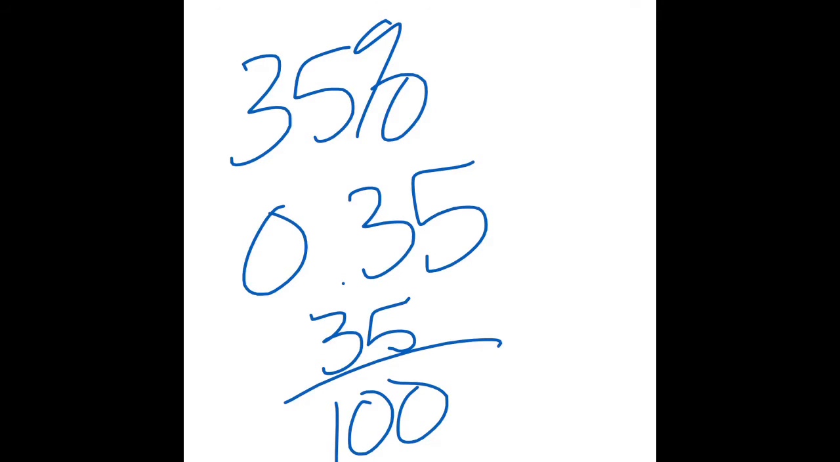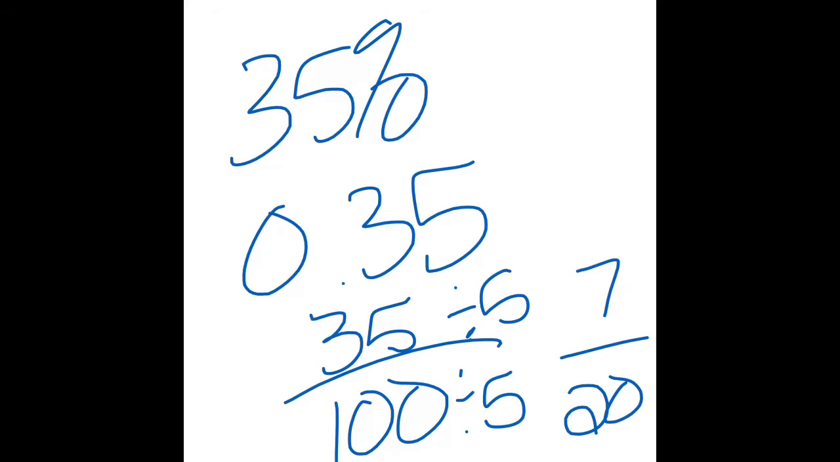So if you were to write 35% as a decimal and as a fraction, it would be 0.35 or 35 over 100. Then if I reduce or simplify this, we would divide both top and bottom by 5. So then we get 7 out of 20. All right, I'm going to clear this again.